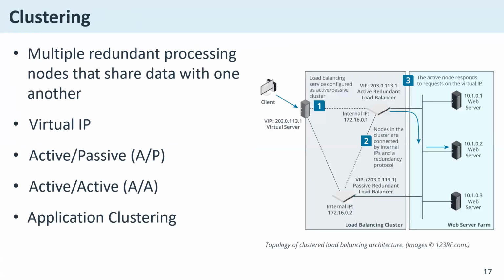So in clustering, we're saying if you put your data close to each other, it provides better latency for you. In clustering here, we're looking at multiple redundant processing nodes that share data with one another. You could consider virtual IPs. You could look at active-passive or active-active clustering systems. You can also look at application clustering.